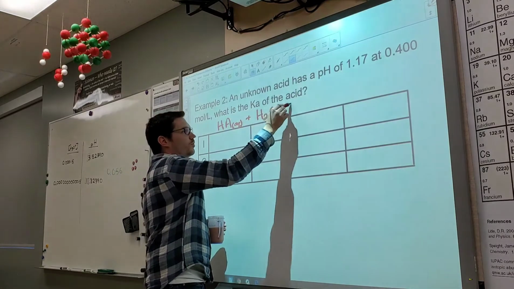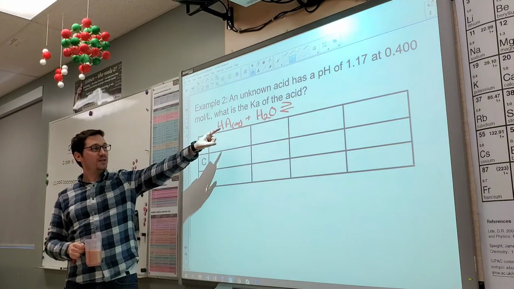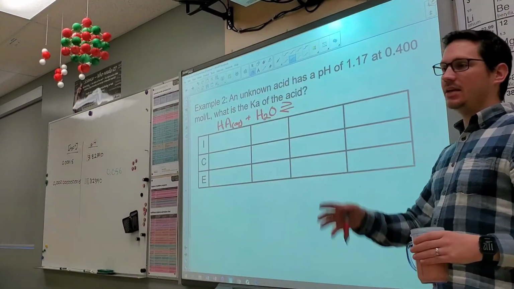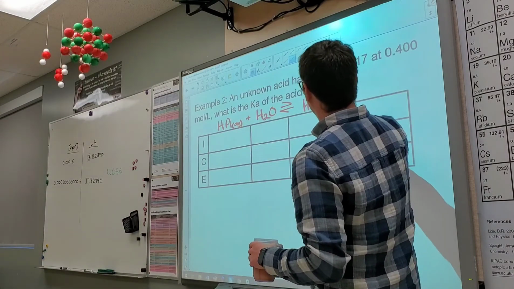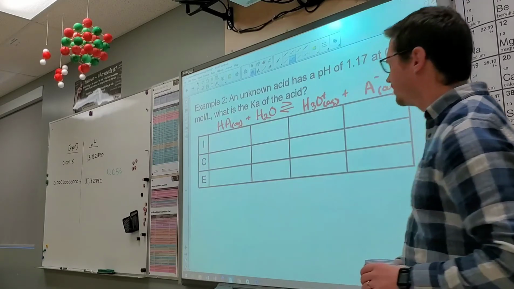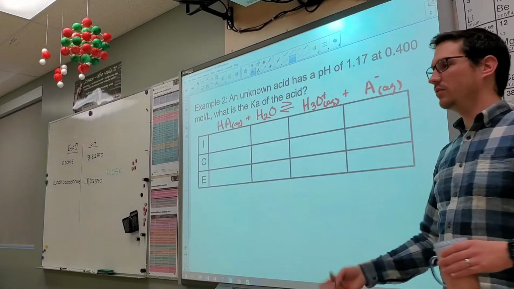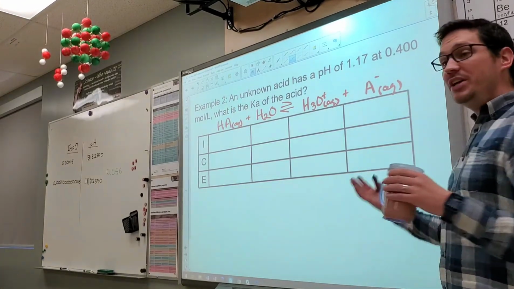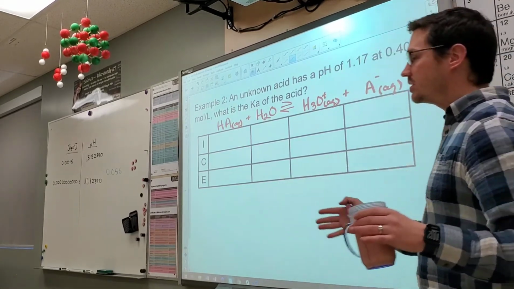It's going to react with water, right? Anytime you have Ka, Ka means acid plus water. What are we going to make here? We're going to make hydronium and A minus. Good. If we lose a positive here, we're left with the negatives left over. We should be able to fill this out. We should be able to go through this a little bit.